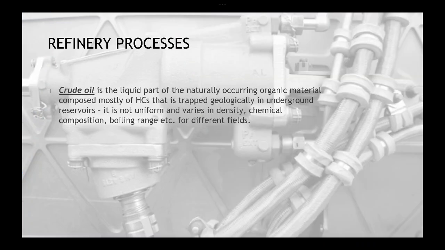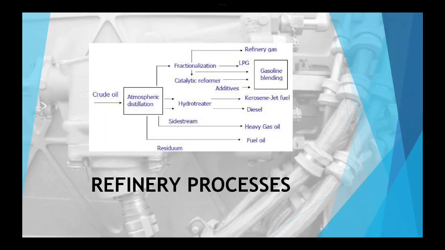So firstly, this is the refinery process. What you have been getting from the reserves is crude oil. This is the liquid part of the naturally occurring organic material composed mostly of hydrocarbons. Again, hydrocarbons are the primary part of your fuels. This is trapped geologically in underground reserves. It is not uniform and varies in density, chemical composition, boiling range, etc. for different fields.